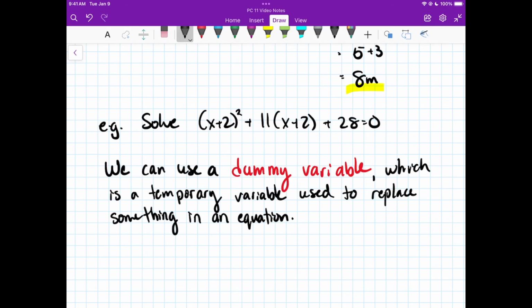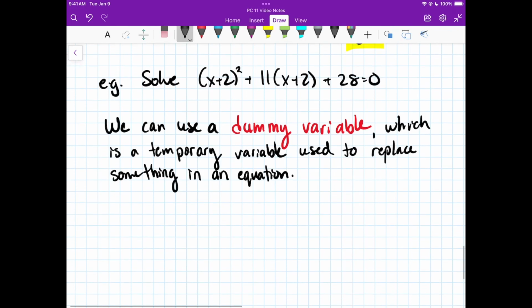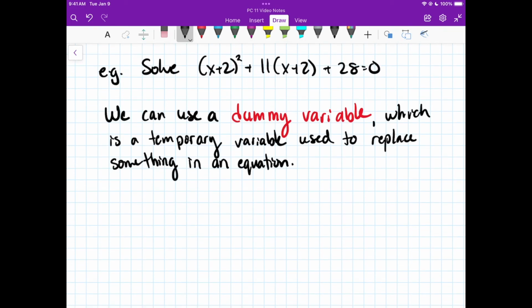And so dummy variables are typically used in cases where you have something that's repeated in a question. So in this case, it's those x plus 2s. Not always, but that's usually what they're for. So the way you do that is you'd say something along the lines of let a equals x plus 2. So this is what we'd call a let statement. I'm defining something for other people.